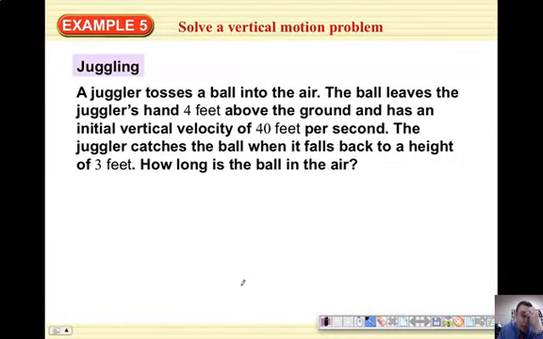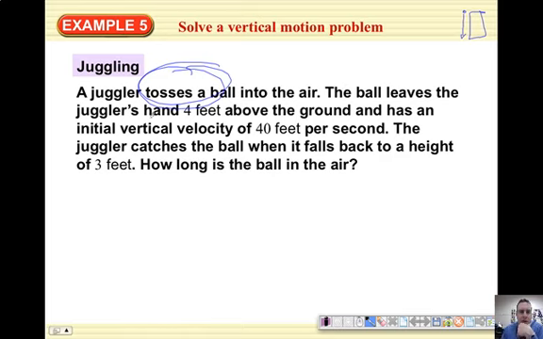Alright, we'll go with the last example here. Juggling problem. A juggler tosses a ball into the air. Keyword, he tosses into the air. What kind of problem did we deal with before? Remember I dropped something off a building, right? Just dropped it. Hit the ground. But if you toss something, there's something going on. It's more than just dropping, right?